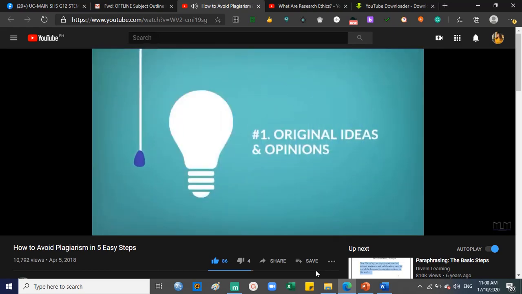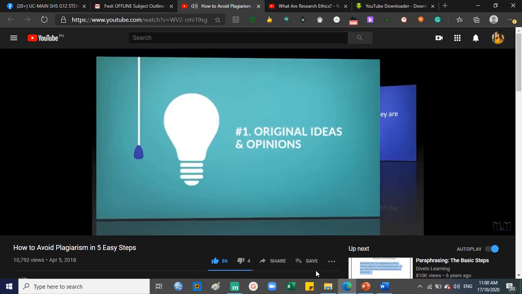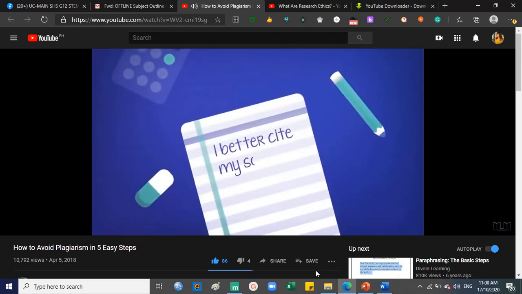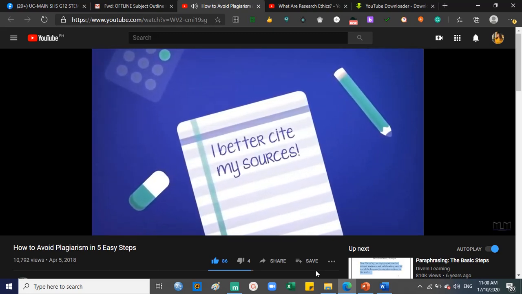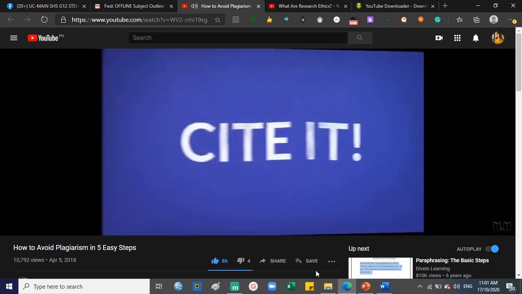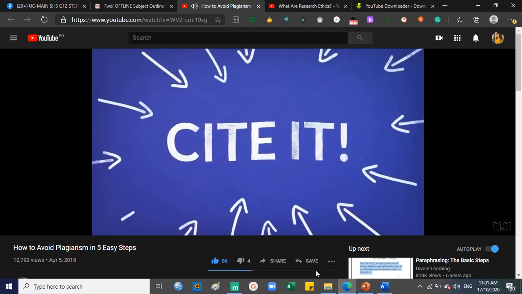Number 1. Use original ideas and opinions. Write your own thoughts and explanations regarding your research topic. If you do need to use information from another source, be sure it is relevant. And if you do use it, make sure you cite it. Number 2, paraphrase. When you're using information from a source, it's a good idea to put it into your own words. However, you still need to cite the source even though you're paraphrasing.